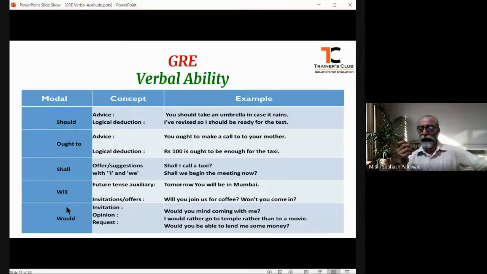Right? For advice, you should take an auto to reach the station if you are getting late. It means you don't take a bus. You better take an auto. It would be more helpful. An advice, a piece of advice. You should carry an umbrella. It may rain. Right?